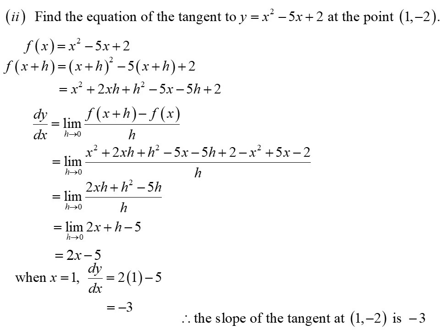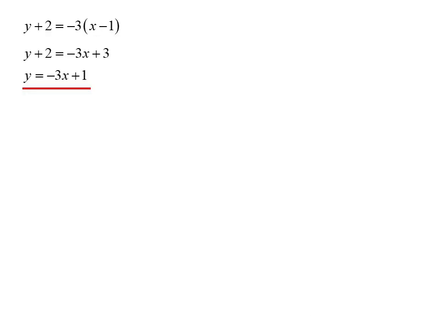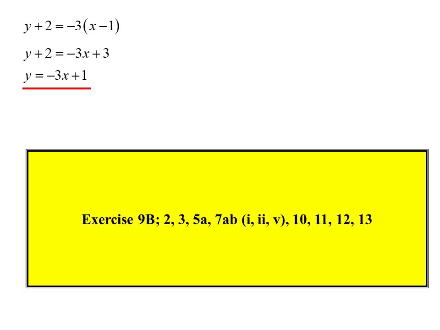That tells me then the slope of the tangent at that point. I have a point, I have a slope, I can find the equation of that tangent. So let's put it in the point-slope formula, and there it is. y equals minus 3x plus 1 is our answer. 9b will do us on that one.